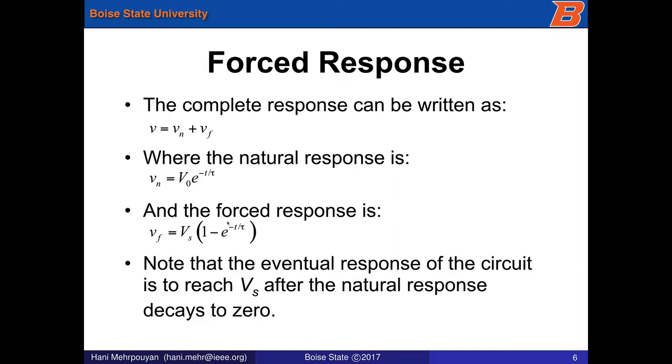The eventual response is given by the sum of these two responses, obviously, which is V0 e to the power minus t divided by tau plus Vs times 1 minus e to the power minus t divided by tau. And so that would be one way to arrive at this complete response of the circuit.